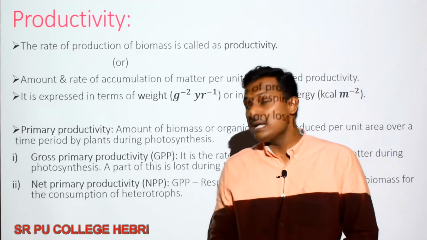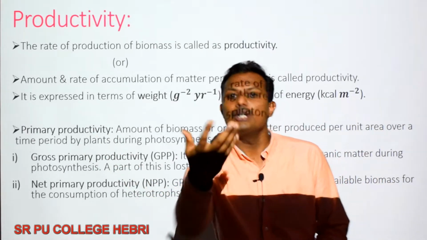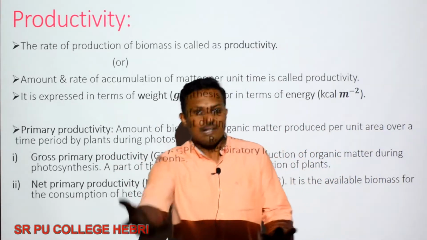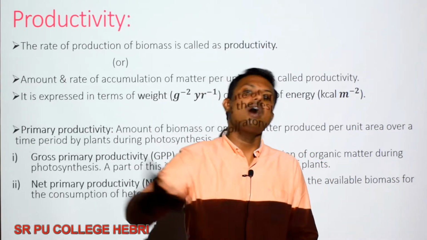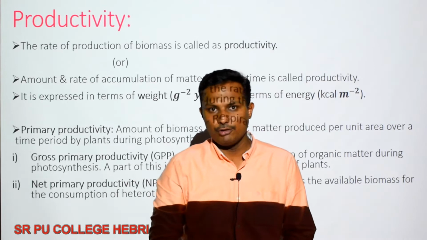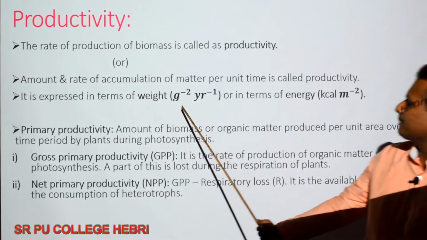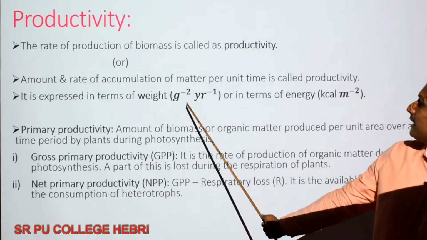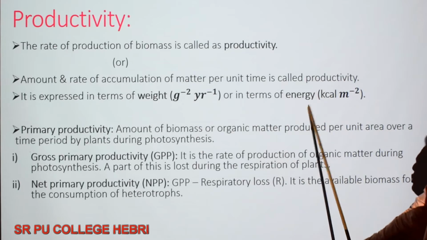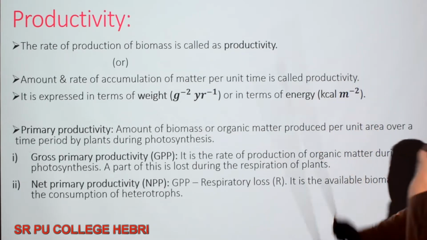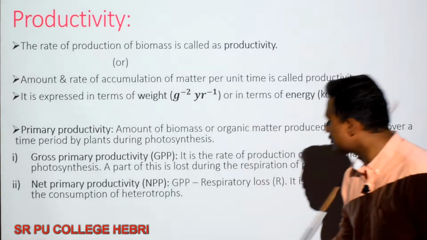Productivity means what? It is nothing but the rate of production of the biomass. Biomass anta ಹೇಳಿದ ಕೂಡಲೇ ಅದು weight ಅಲ್ಲೇ ಇರಬೇಕು ಅಂತಿಲ್ಲ. Maybe you can mention that in the form of weight, or maybe you can mention it in the form of the energy. If you mention it in the form of the weight, you can represent it as the gram square per year, or if you are talking in terms of the energy, it will be kilocalorie per meter square of the area. So you can represent it in either of these ways.